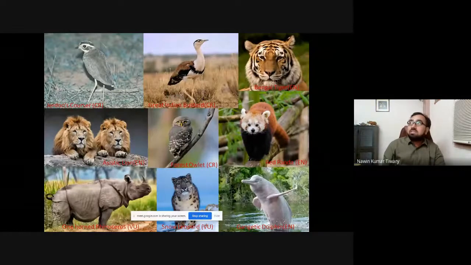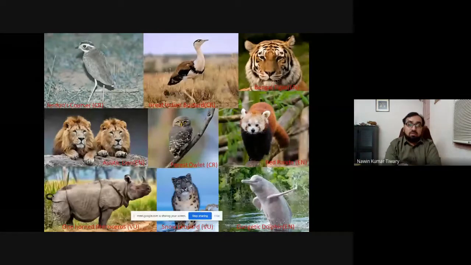Now this is a very small population of 300 individuals only, living in a very small area in Rajasthan. Tiger, we know there's a lot of things that we have discussed about tiger. Asiatic lion in Gir, around 650 individuals left in that national park in Gujarat. So they can go extinct at any point of time.